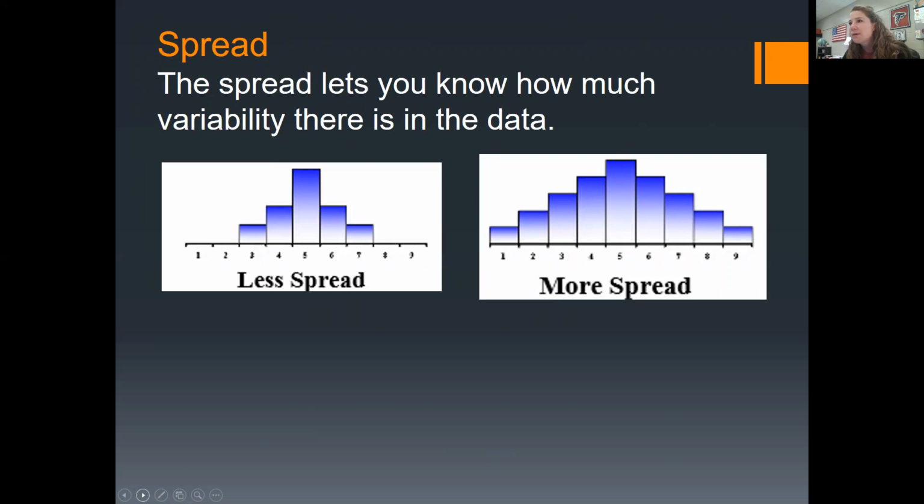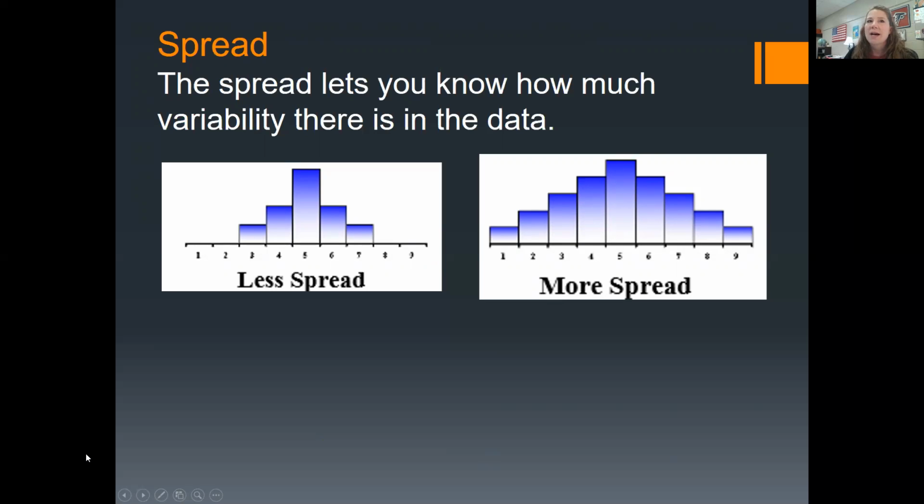All right, so now we're going to talk about spread. So when we're talking about spread, we want to know how varied our data is, and we talked about that last week a little bit when we talked about the mean absolute deviation. So both of these histograms show symmetrical data. If you notice, though, the spread on the left is less than the spread on the right. So, you know, that's neither a good nor bad thing.